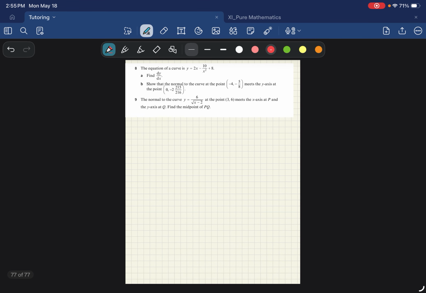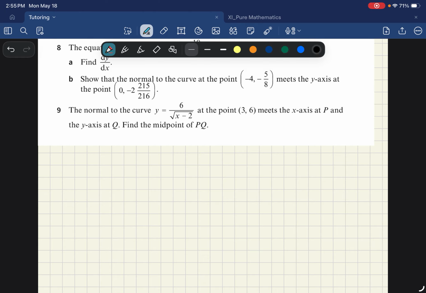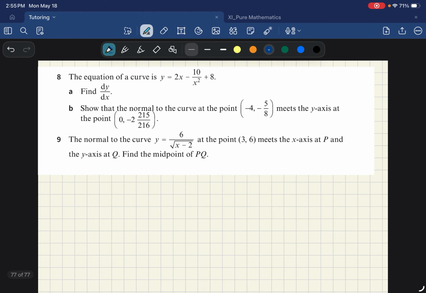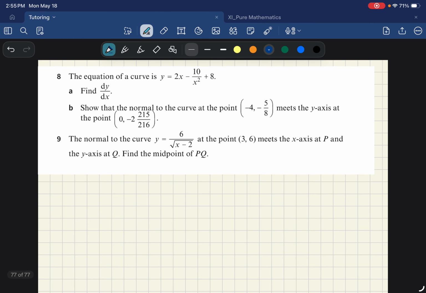Okay, question 8. The equation of the curve is this. Actually, this is very, very similar to the question that we have done. So I'm not sure if I want to do it again or not. Okay, let's just do it.